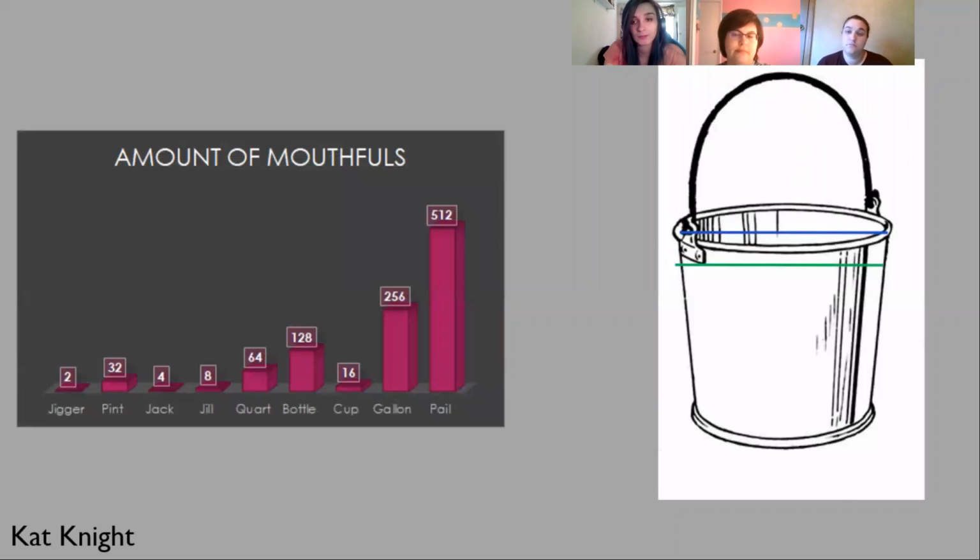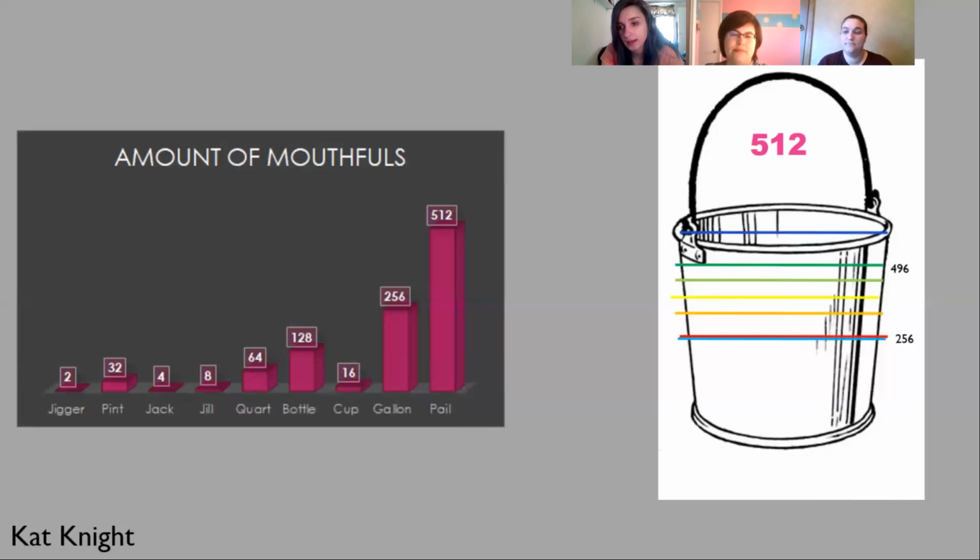So here's our pail, and we're going to go ahead and fill it up. We're going to start with our biggest first, which is a gallon. There's 512 mouthfuls in this pail. So we're going to go ahead and fill it up with our gallon, and that is 256. So now we're going to fill it up with everything else that we have, 1 of everything. So let's go ahead and fill our pail up. Ignore the numbers, pretend that Kat made a perfect animation.